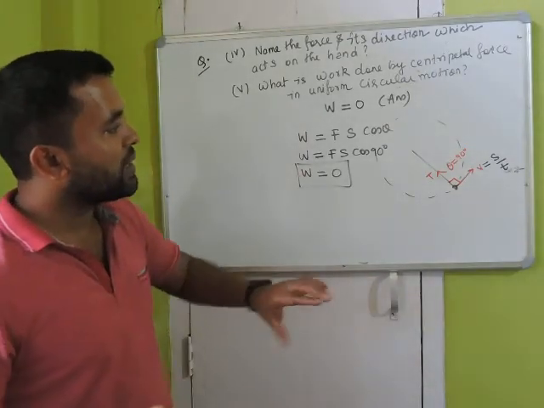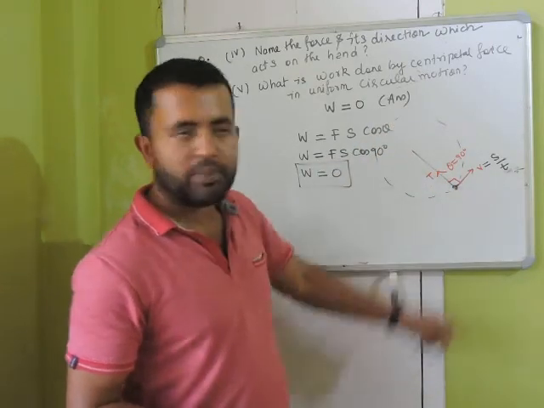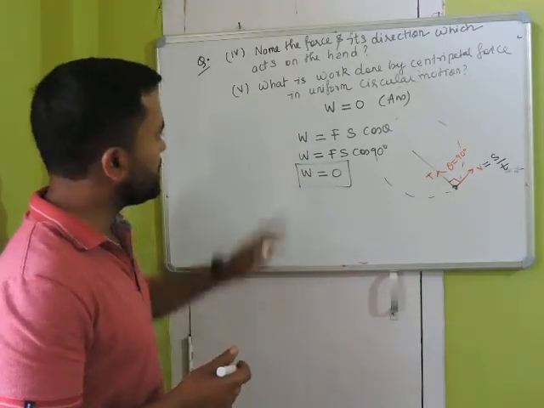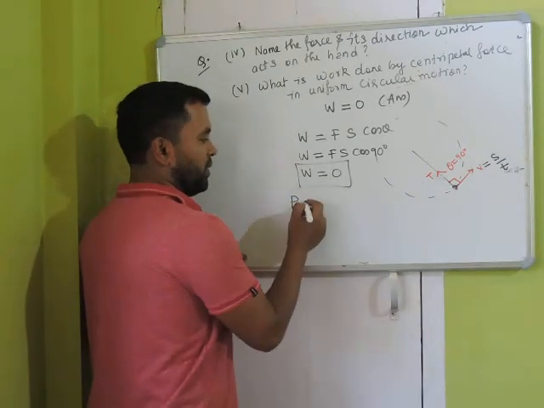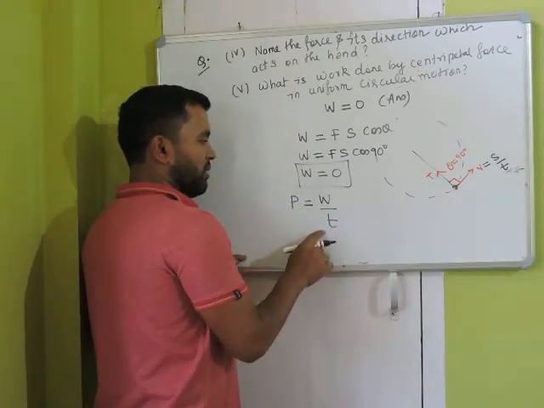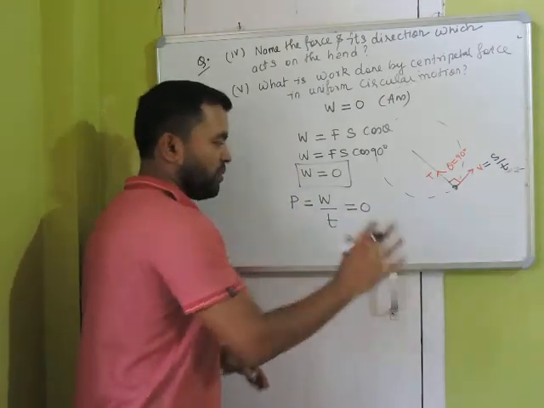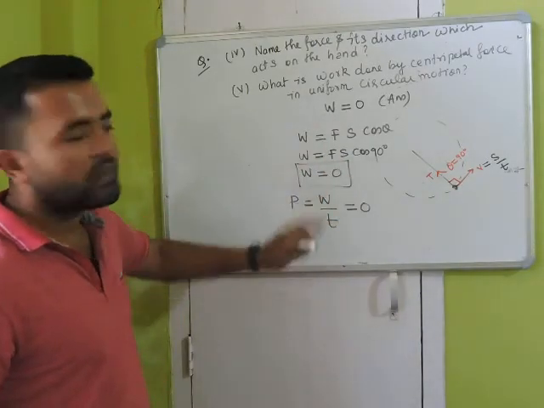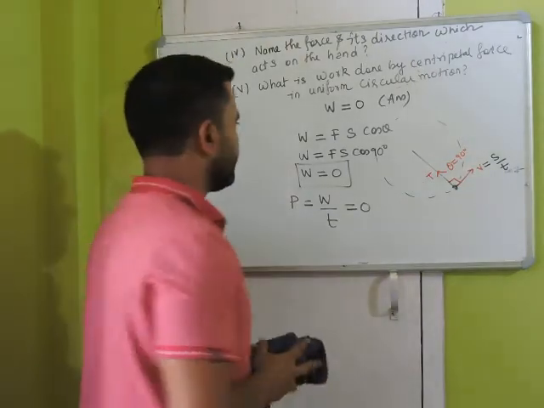Now again, try to understand: at each point this force and velocity will be perpendicular, and because of that you can also add one more thing here. Power delivered by the tension is work done by time. Work done is 0, so power delivered by this centripetal force will always be 0. So what is the power delivered by centripetal force in uniform circular motion? The answer is 0, because theta is 90 degrees.